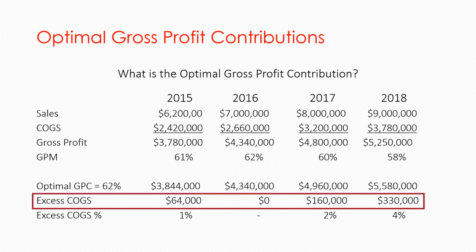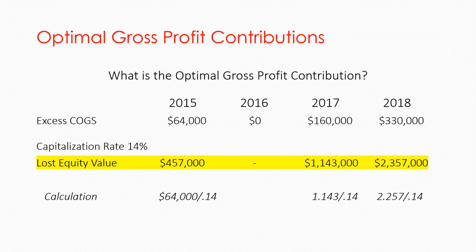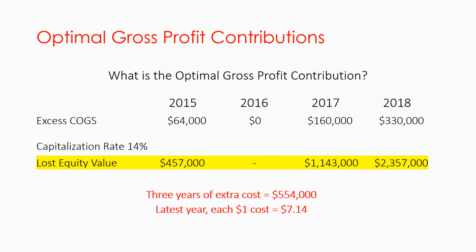Let's move the excess cost of goods sold to the top and see to the extent these extra costs have impacted the company. If we applied a capitalization rate of 14% to the lost profit, in 2015 the company's value was reduced by $457,000. In 2017 it was $1.1 million, and in 2018 the company was worth $2.3 million less than if it were operating at optimal levels. The company lost an accumulated $554,000 over the past 4 years, and in 2018, for every dollar of extra cost, the company was devalued $7.14.